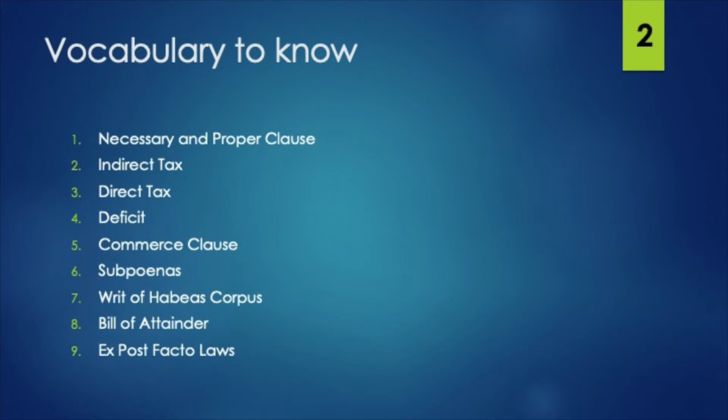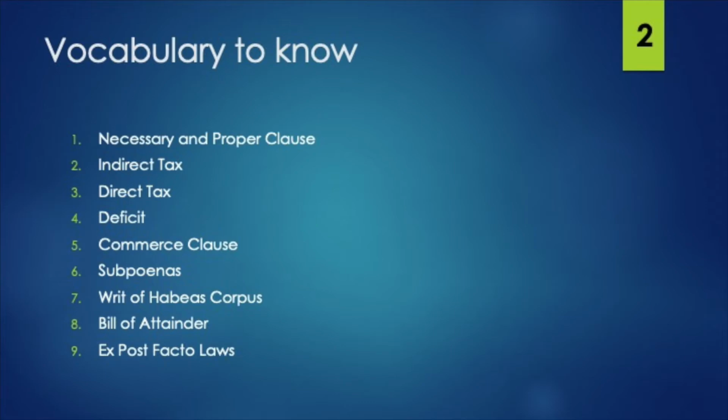Number seven is a writ of habeas corpus, and this is a Latin term that means to present a body or person in front of a judge or a court. And this, of course, was put on hiatus during the Lincoln administration, which caused an uproar. Number eight is Bill of Attainder, and that's a law that forbids Congress from punishing a person without a trial.